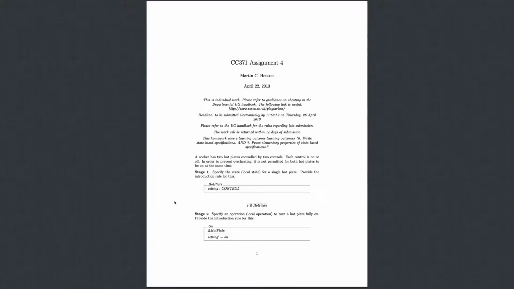That's the background. And the stage 1 was to specify the local state for a single hot plate and to provide an introduction rule. The same was true for class and homework exercises. You'll see in the next video clip that the solution is done by hand. Students find nicely typeset mathematics very intimidating, a strange observation to say that, but it's true.